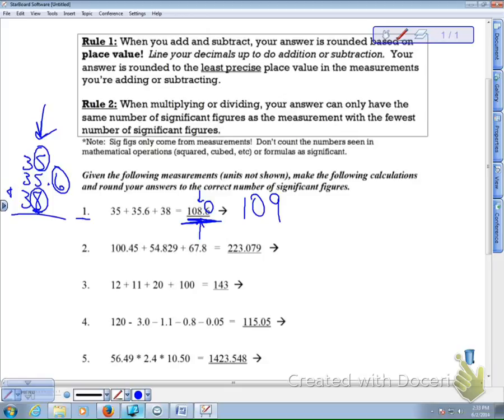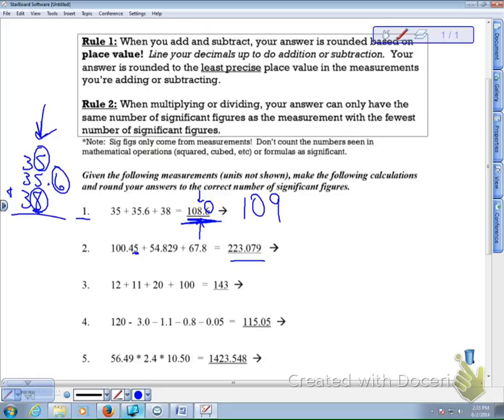Let's look at the second one. Again, I've given you the answer already. We're just going to round it. Looking at my measurements in number 2, the last digit is in the hundredths place, and then this one's the thousandths, and this one is the tenths. The tenths place is the one farthest to the left, so in my answer I'm going to round to the tenths place. Looking at the number behind it, 7 is going to cause me to round that up. So I'm going to have 223.1. Again, we do not drop, we round.